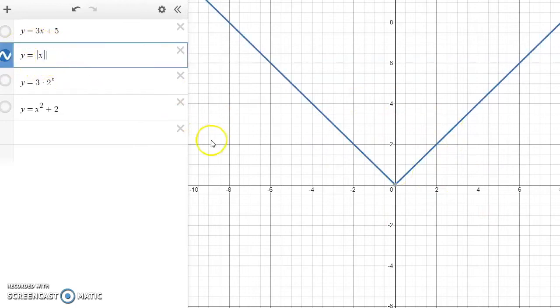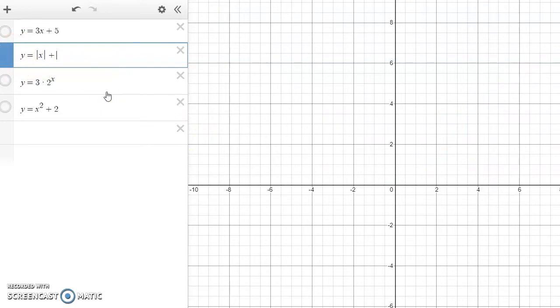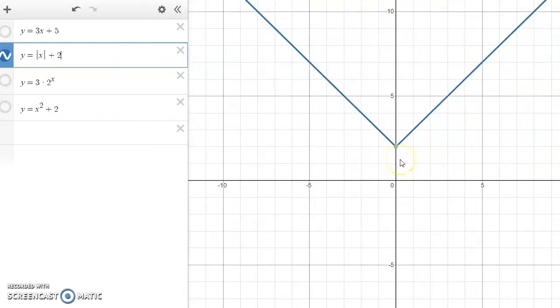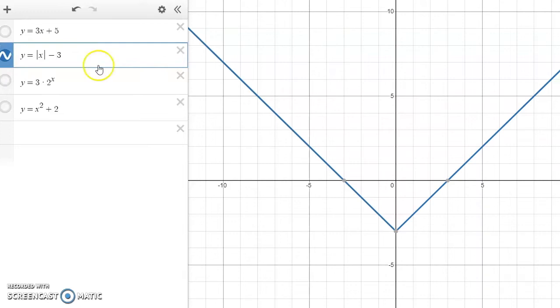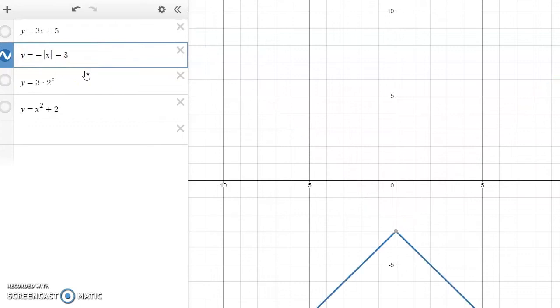And remember, with these types of functions, if we added something at the end, like let's say I add 2 at the end, it moved up 2. If I added 3 at the end, it would go up 3. And if I subtracted 3, it would go down 3 overall. What would happen if I put a negative sign in front? Well, it would go ahead and flip.